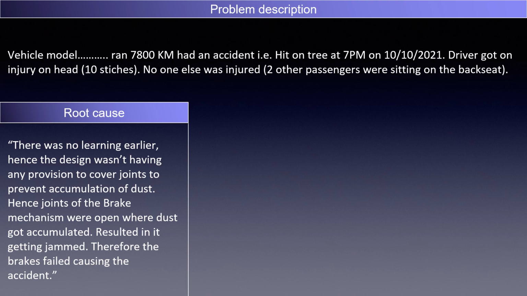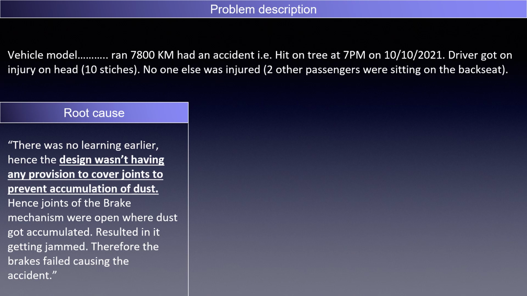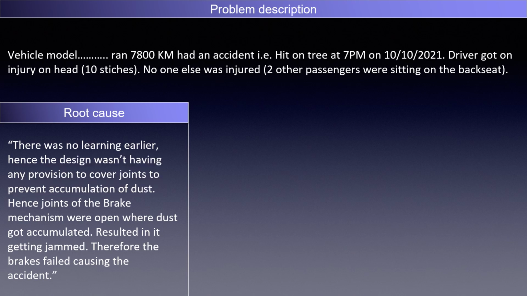Once the root cause is identified, we will need to determine the solutions that are possible to get rid of the root cause permanently. If we look at the root cause properly, we will find two causes, which are: there was no learning earlier, and the design wasn't having any provision to cover joints to prevent accumulation of dust. Hence, we will need to take action to eliminate both of these causes.